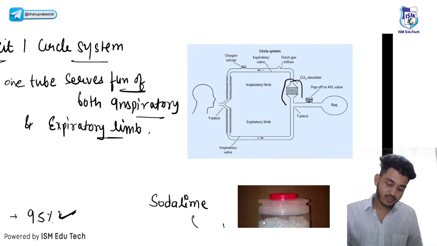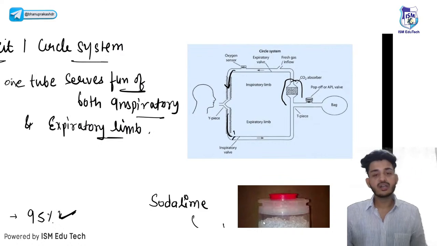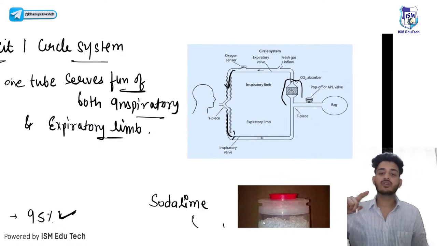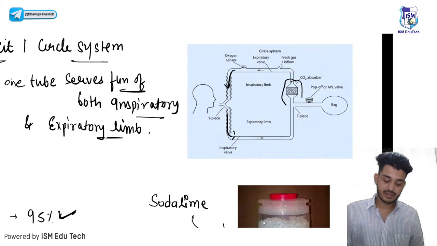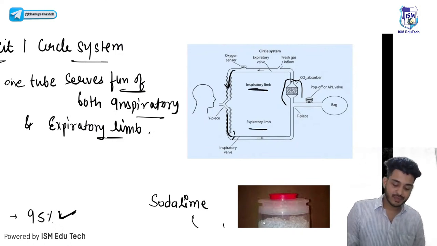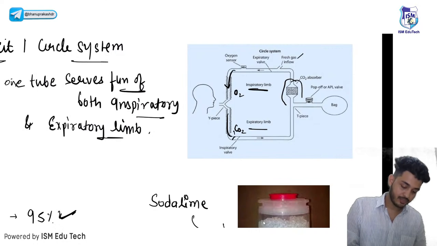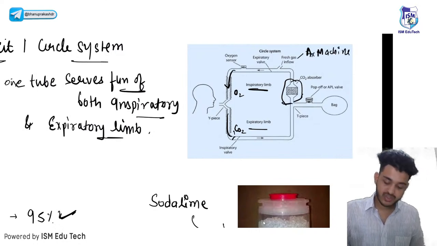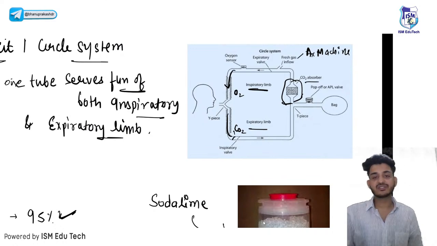The gas is coming from one side and going back on the same side. It is a single tube, which is your inspiratory limb. This is your expiratory limb. You are inspiring oxygen and leaving CO2, but that CO2 is here, in the machine. That CO2 is filtered with the help of a CO2 absorber, and again the same gas is utilized.